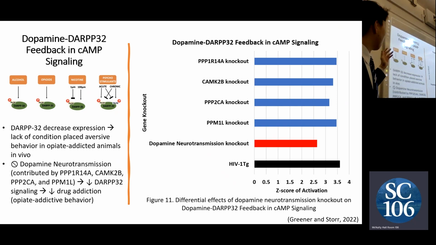So the role of dopamine DARP32 feedback is that these addictive substances, alcohol, opioids, nicotine, and psychostimulants, are responsible for phosphorylating this DARP32 compound, this dopamine compound. And a decrease in DARP32 expression leads to a lack of conditioned place aversive behavior in opioid-addicted animals. So when we see this decrease of activation in these knockouts, we can suggest that there's a decrease in drug-addictive behavior and possibly opioid-addictive behavior.